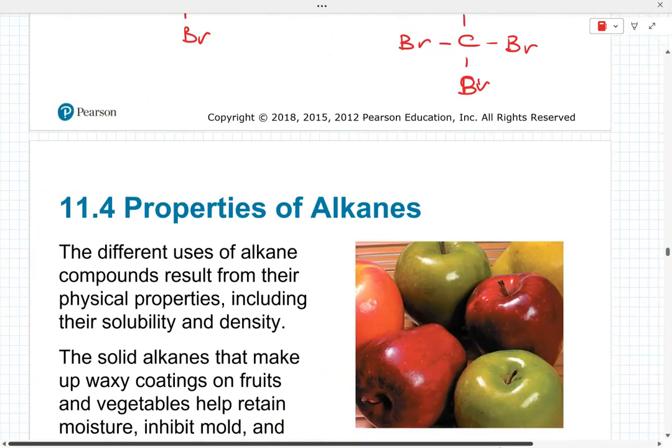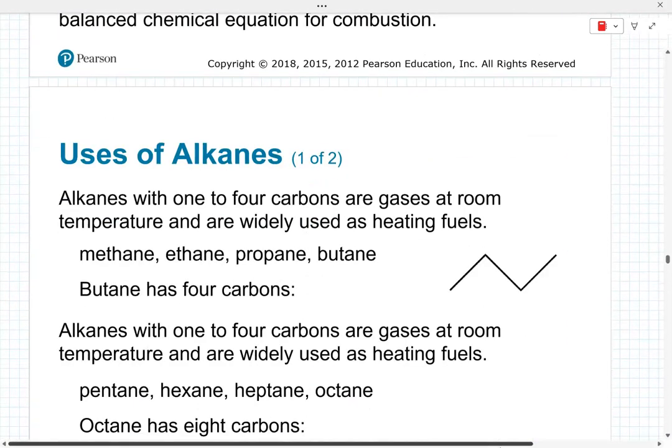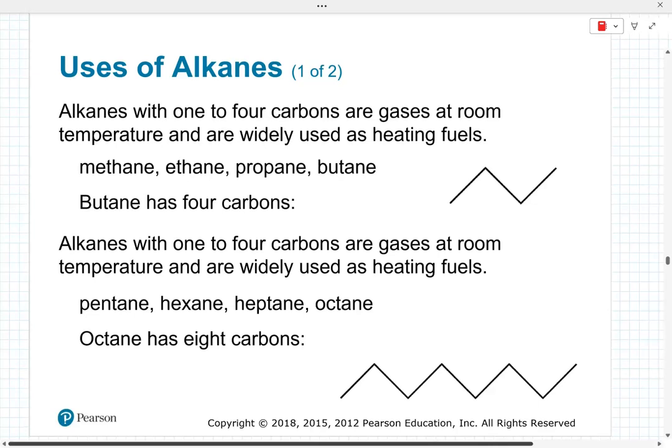Okay? So, properties. We're going to talk about properties, finish alkanes, and take a small break. Properties. Flammable. These four are burned as gas. In practice, propane is the main component of natural gas. We also isolate butane for high energy camping stoves.